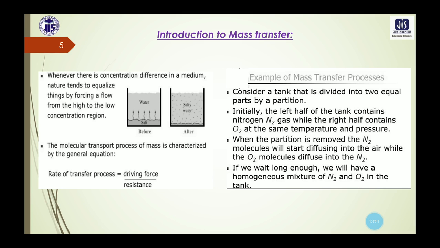Now when the partition is removed, the nitrogen molecules will start diffusing into the oxygen while the oxygen molecules will diffuse into the nitrogen. If we wait long enough, then we will have a homogeneous mixture of nitrogen and oxygen in the tank. Such an example of a mass transfer process we have already seen earlier.